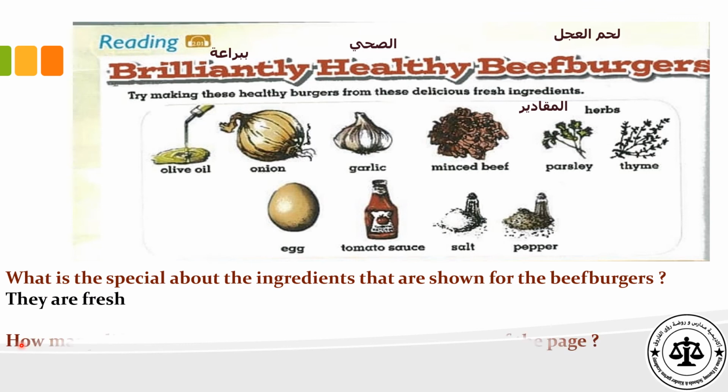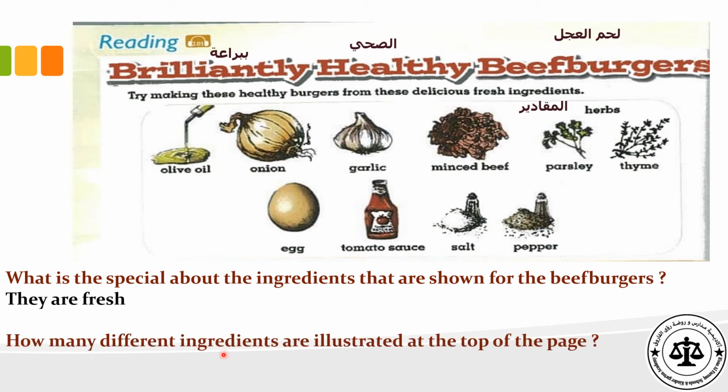Number 2. How many different ingredients are illustrated at the top of the page as we see here? How many ingredients? 1, 2, 3, 4, 5, 6, 7, 8, 9, and 10. So how many ingredients? Excellent. 10 ingredients. So في عنا 10 مقادير رح نستخدمهم.